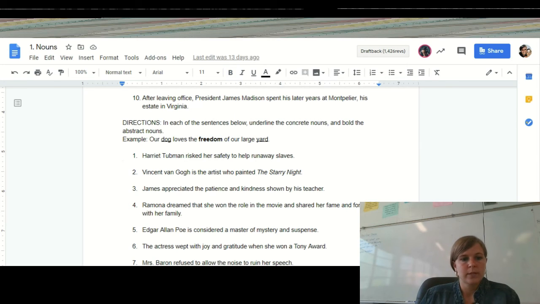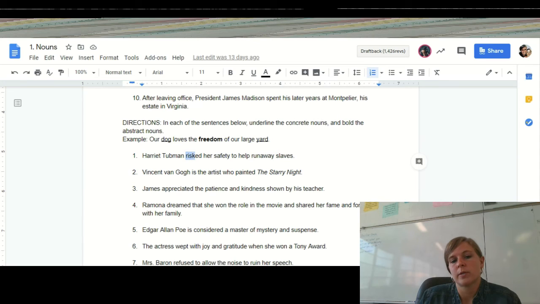All right, number one, if we did this together, Harriet Tubman risked her safety to help runaway slaves. Harriet Tubman would be concrete. She is a person, and slaves. Now, why wouldn't you underline runaway? It is an adjective. It is describing slaves. We are only focused on the nouns here. We are not looking at any other part of speech.